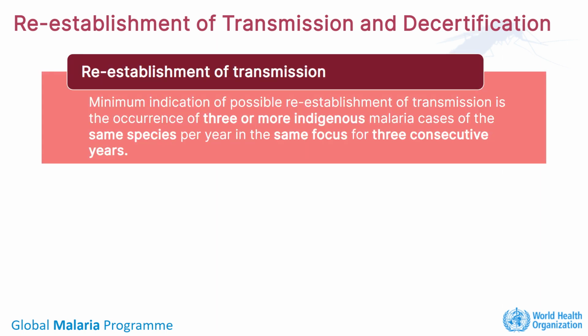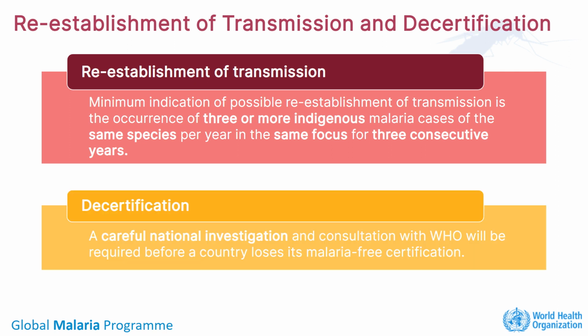The minimum indication of possible re-establishment of transmission is the occurrence of 3 or more indigenous malaria cases of the same species per year in the same focus for 3 consecutive years. A careful national investigation and consultation with WHO would be required before revoking a country's malaria-free certification. It's important to realize that, to date, no country has ever lost its WHO certification of malaria elimination.